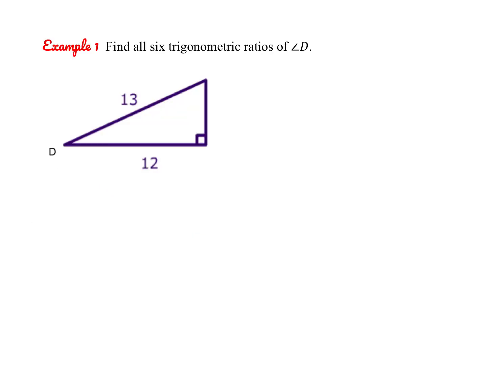So now that we've reviewed that, we're going to work with some numbers instead of just variables. So we're going to find all 6 trigonometric ratios of angle D. So one thing you might notice is that we are missing a side length. So another quick reminder, anytime you have a right triangle and you're missing a side length, if you have two of the sides, we can use the Pythagorean theorem. So this is a good little review of that as well.